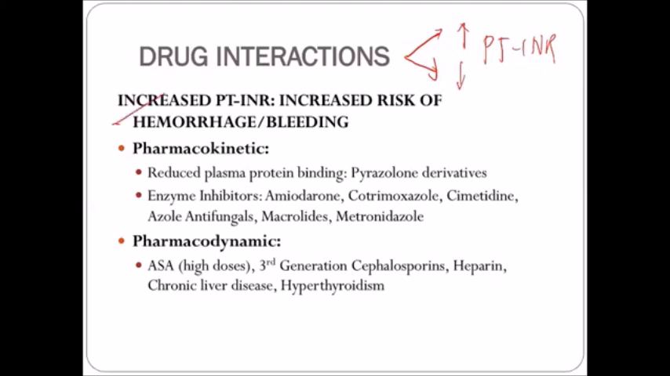Number one, let's have increased PT-INR kapag drug interaction. Again, there is hemorrhage. So we have both kinetic and dynamic drug interactions. Take note, kapag kinetic interaction, there must be alteration of the ADME of warfarin. So it's either absorption of warfarin was altered, distribution, metabolism, and excretion. Number one, we have reduced plasma protein binding. Like for instance, when a patient takes warfarin concomitantly with pyrazolone derivatives, like phenylbutazone.